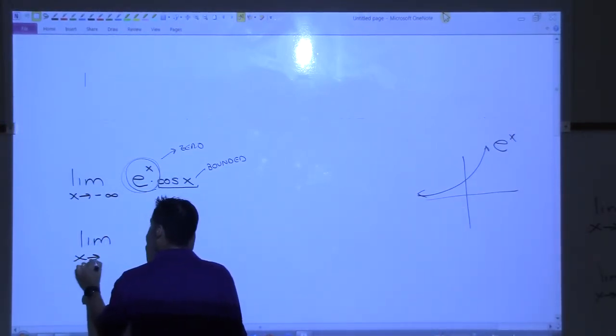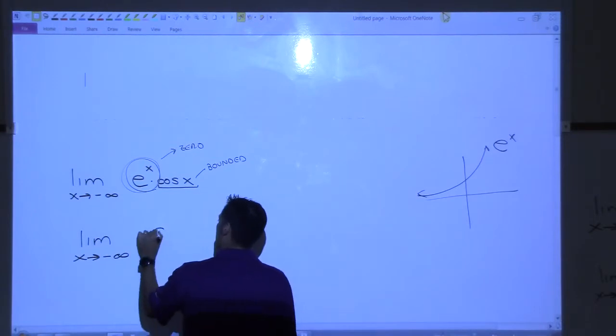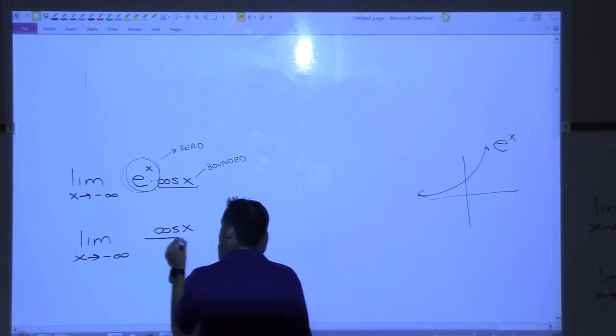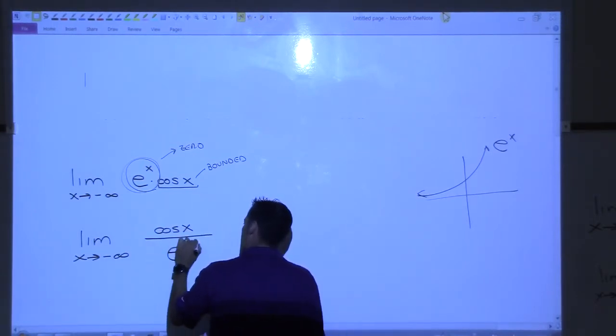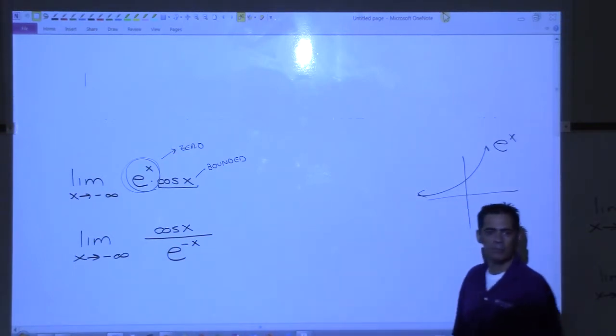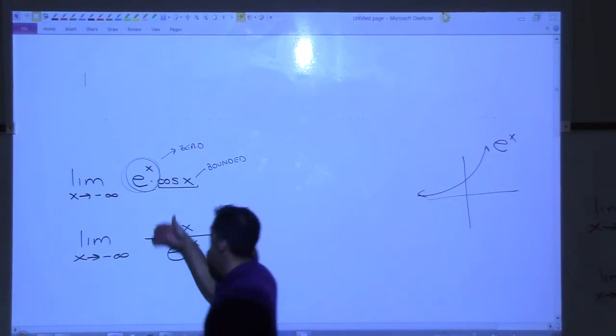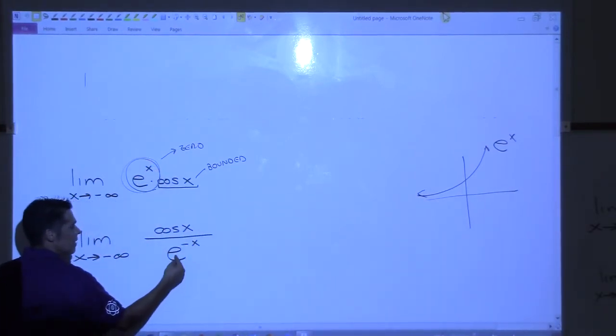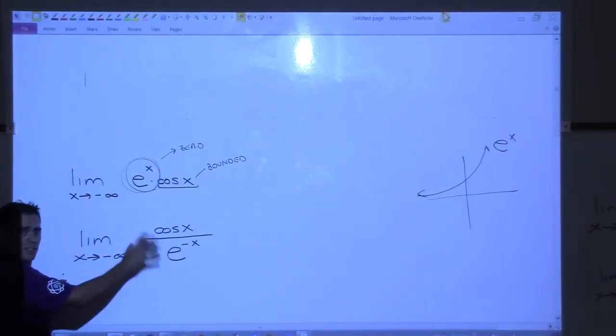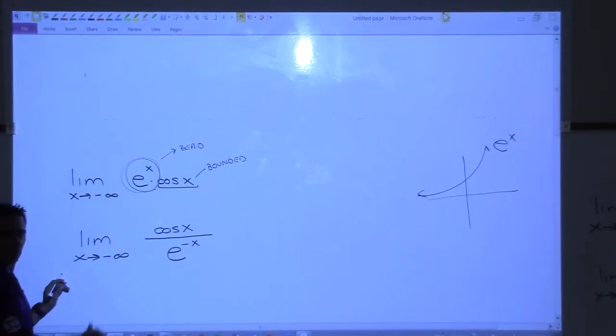So let me try and help you settle the score here. We'll see if we can't determine this. How about this? Is that the same problem? That's the same problem, isn't it? Because all I did was I moved the e to the x down and made e to the negative x. That's just me using some algebra. Drop it down, right? The exponent changes.